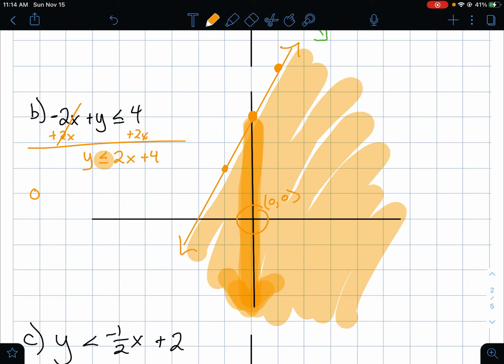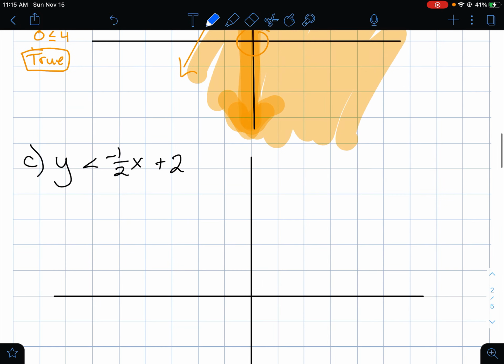And so if I plug in 0, is less than or equal to 2 times 0 plus 4, I'd get 0 is less than or equal to 4, which this is true. So I would shade the side of the line that includes 0, 0, which I did. So I am good to go.